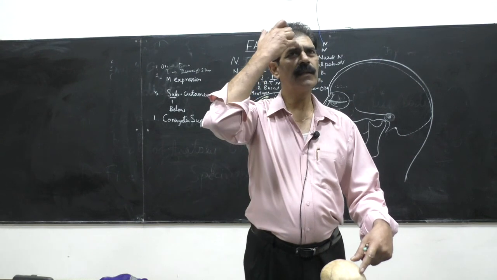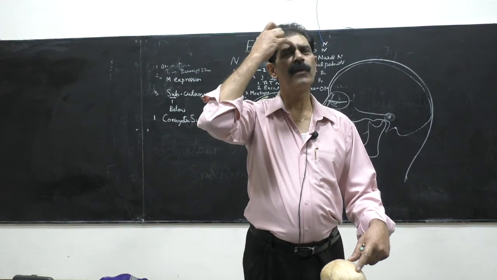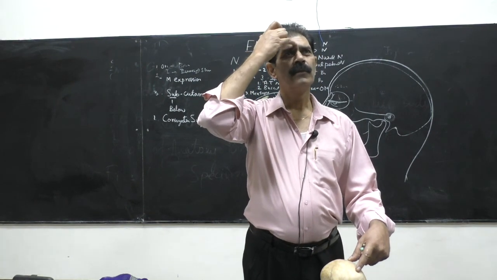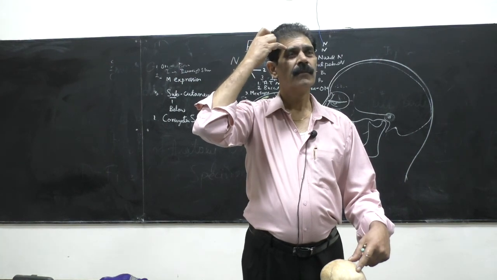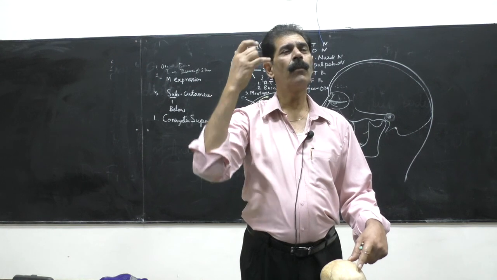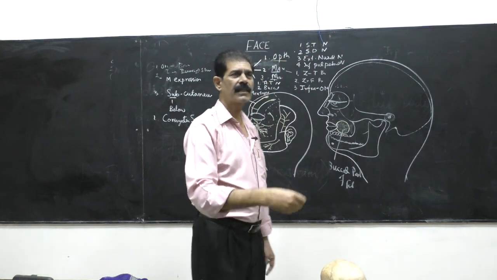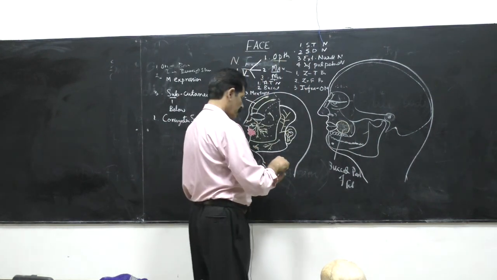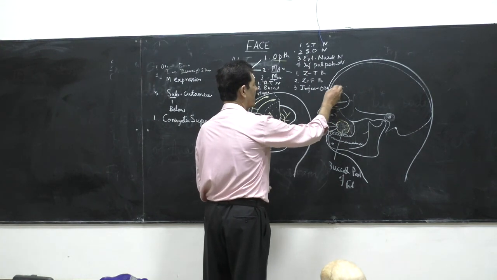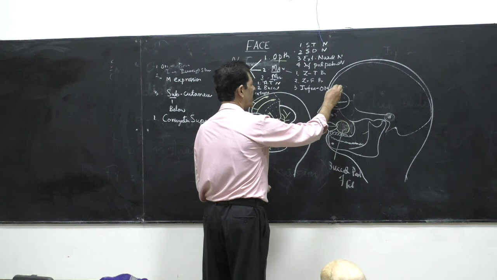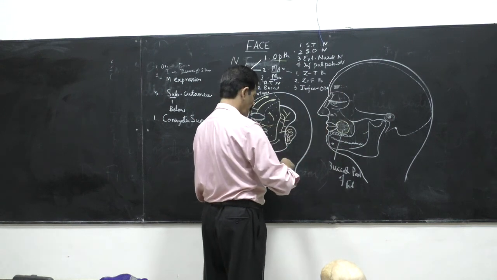A raised area is there. In the male it is more prominent. In the female it is not present. So this is again a sign of the male skull. Supraciliary arches are more prominent in the male skull. So from here a muscle takes origin and goes medially. And where is it inserted? On the dermis of the skin of the forehead.